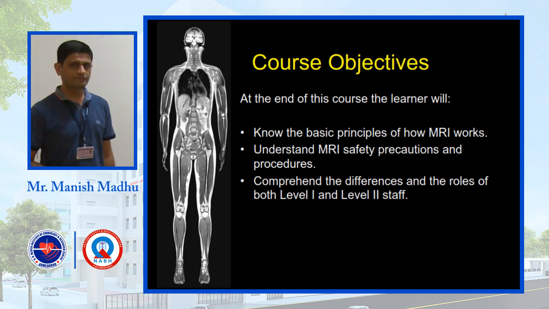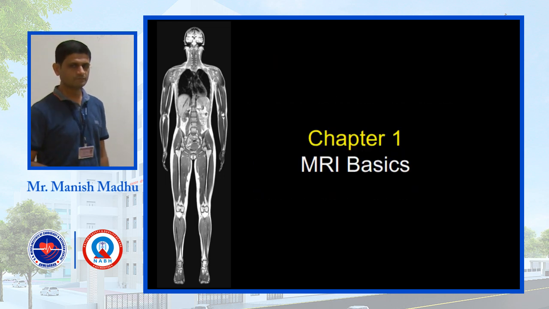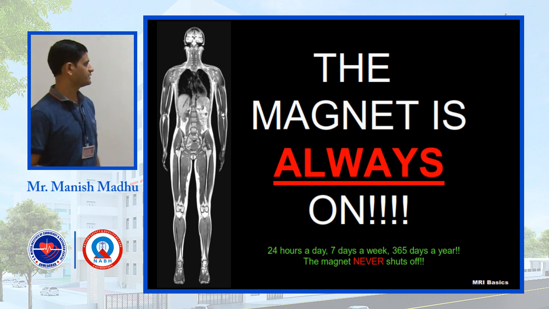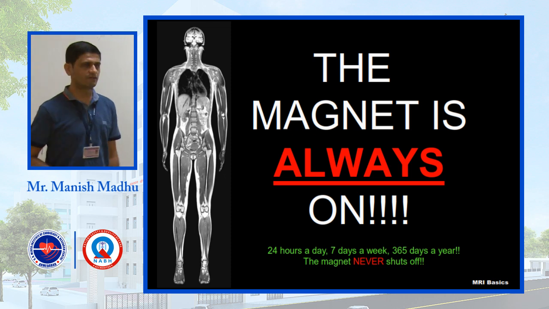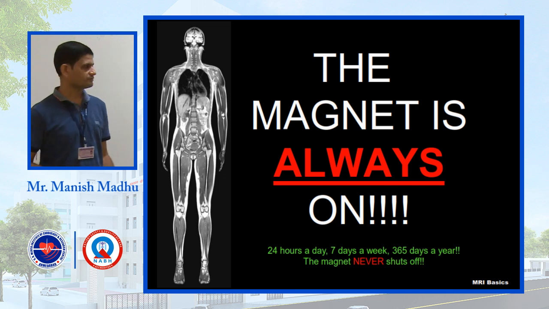For the course objective, we will understand the MRI safety precautions and its procedure. Chapter 1, MRI basics first. The magnet is always on. Remember this: whenever there is an MRI machine, the magnet is always on.